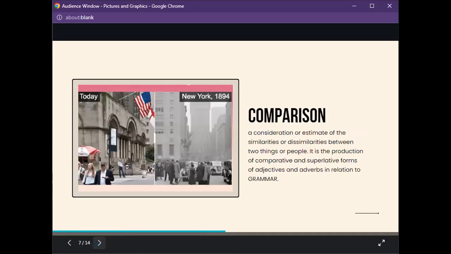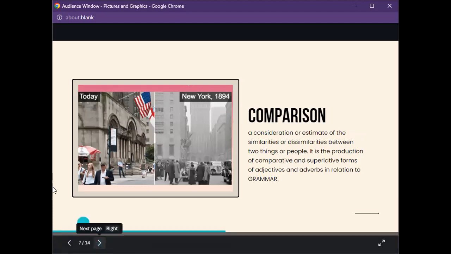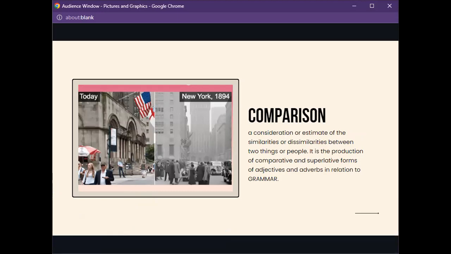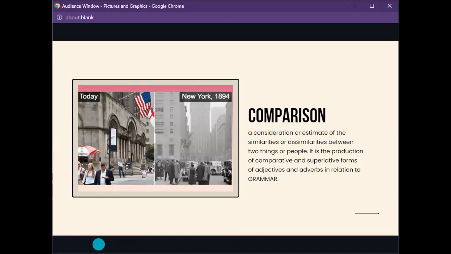Next, comparison. Comparison is a consideration or estimate of the similarities or dissimilarities between two things or people. It is the production of comparative and superlative forms of adjectives and adverbs in relation to grammar. So this is the example, the New York. In this example, it compares what New York was in 1984 and what it is today.